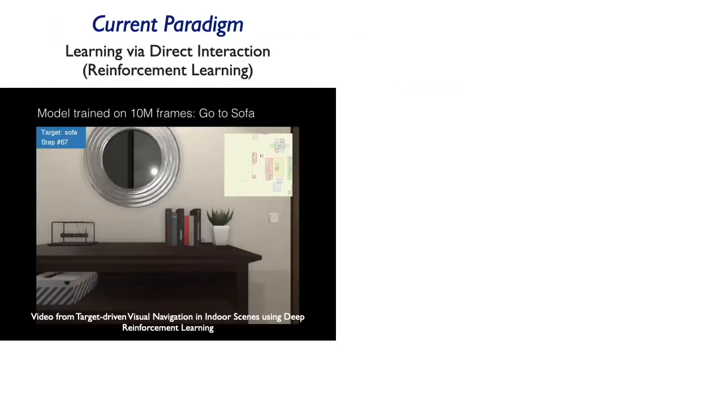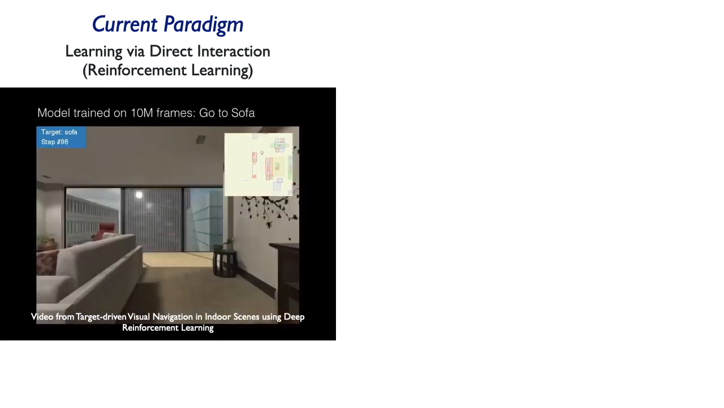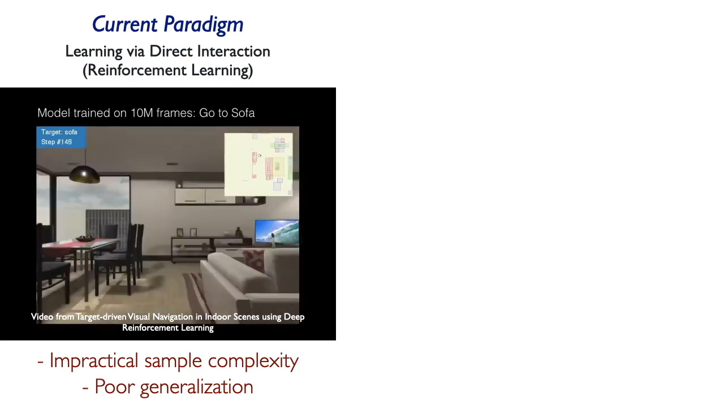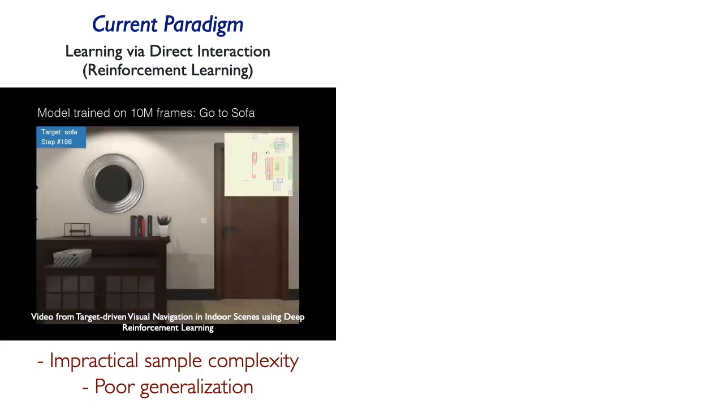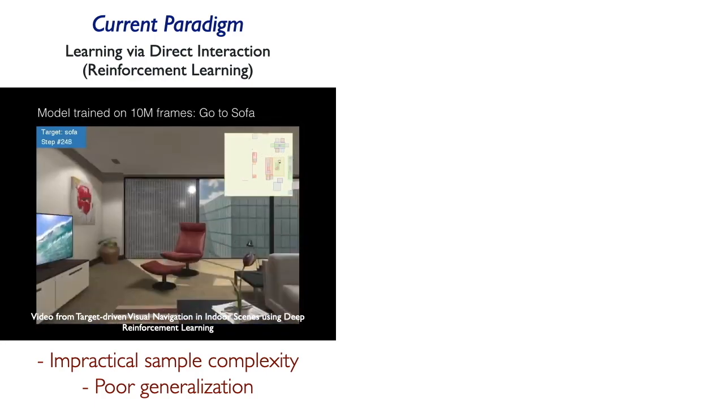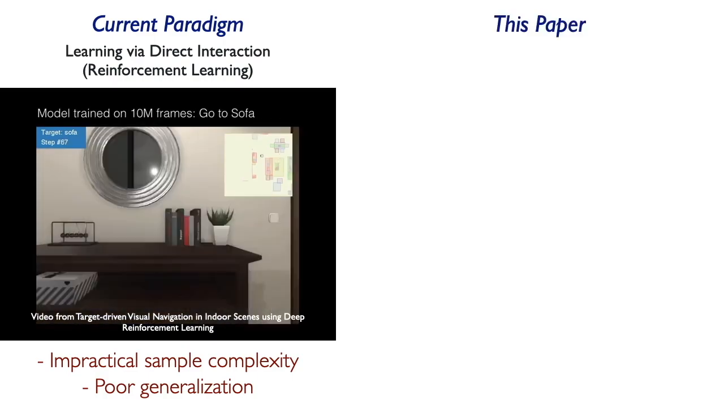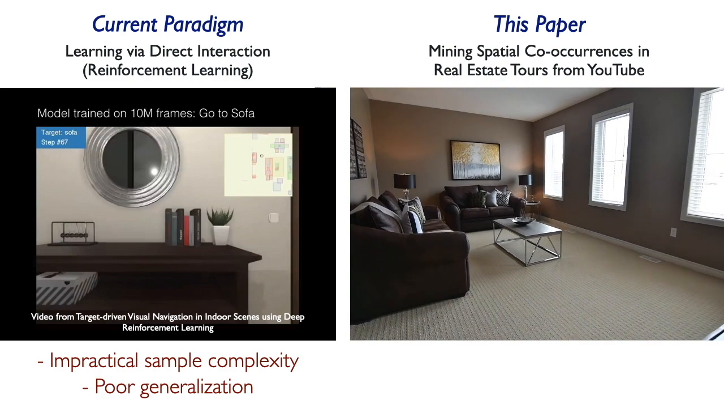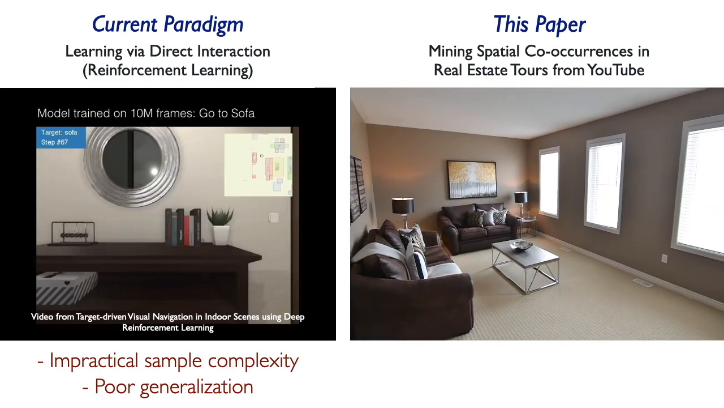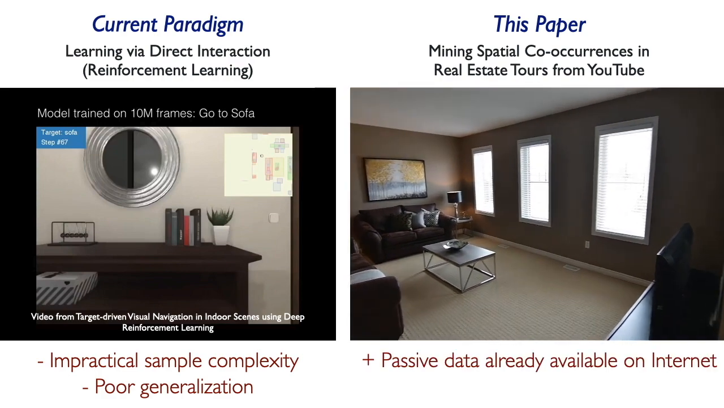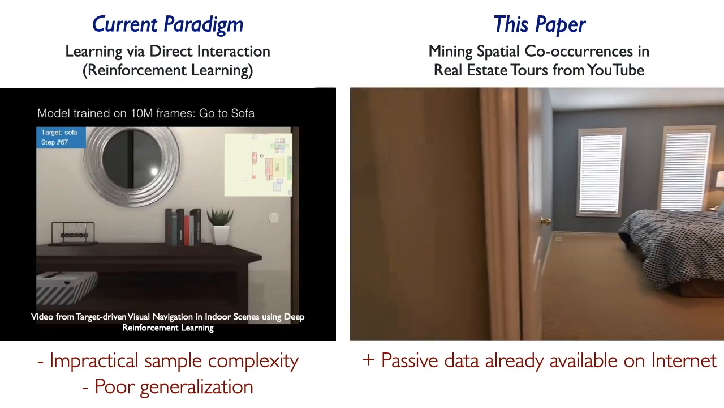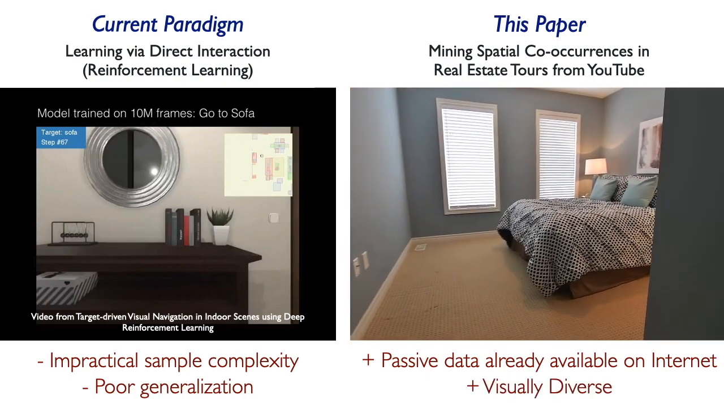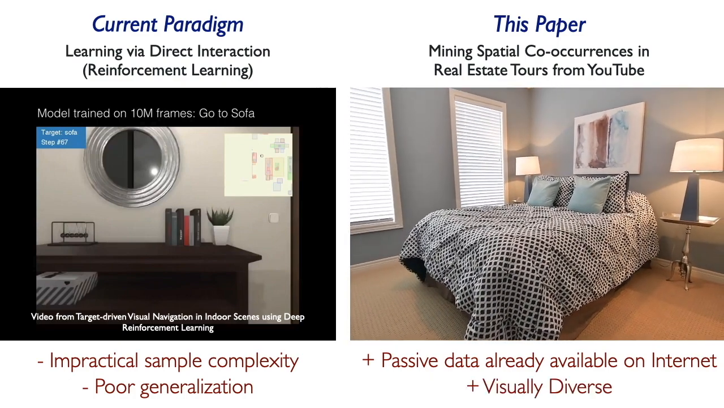The current paradigm for learning such semantic cues employs learning by direct interaction via reinforcement learning. This suffers from impractical sample complexity in sparse reward scenarios and poor generalization because of limited training environments and the sim-to-real domain gap. This paper pursues an alternative approach, where we mine for spatial co-occurrences in indoor environments by watching real estate tours from YouTube. The use of such visually diverse passive data from the internet for learning allows us to learn semantic cues for navigation in a sample-efficient manner.